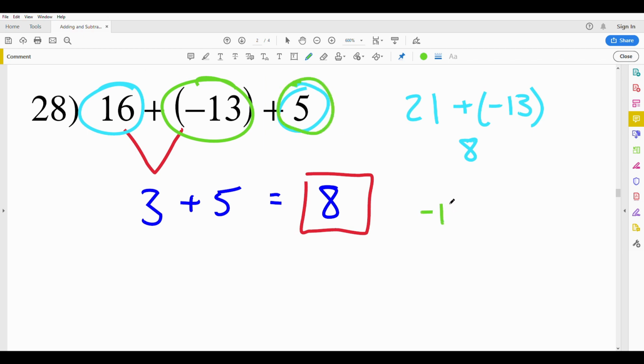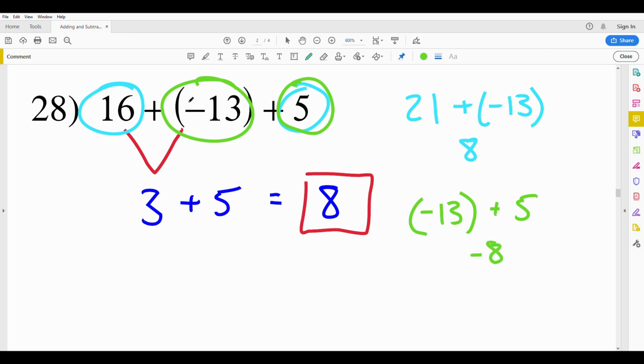Or let's add negative 13 to 5 first. If we take negative 13 and add that to a positive 5, that's like 5 minus 13. Remember, this negative 13 is a greater distance away from 0 on the number line than 5, so our number is going to be negative. Negative 13 plus 5 is going to give us a negative 8.